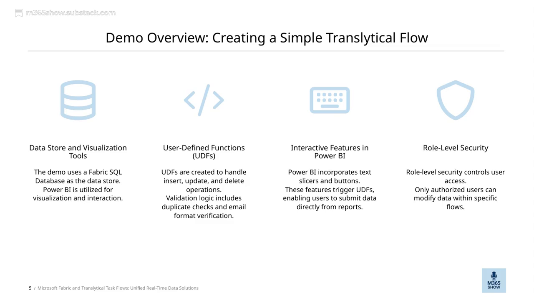Moving on to the interactive features in Power BI, you'll notice we've incorporated text slicers and buttons. These elements allow users to interact directly with the report, and importantly, they can trigger user-defined functions, or UDFs. This means users can submit data straight from the report interface, making the process seamless and user-friendly. Speaking of UDFs, they are central to handling operations like insert, update, and delete. These functions include validation logic, things like checking for duplicate entries or verifying email formats to ensure data quality and consistency.